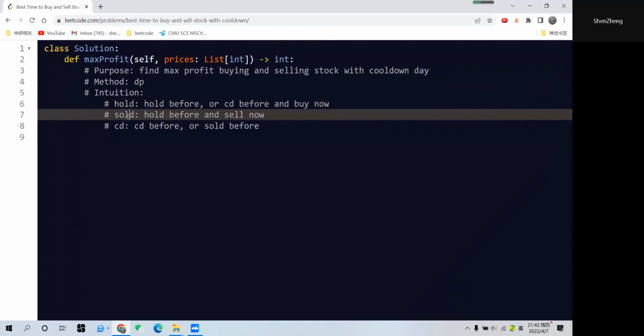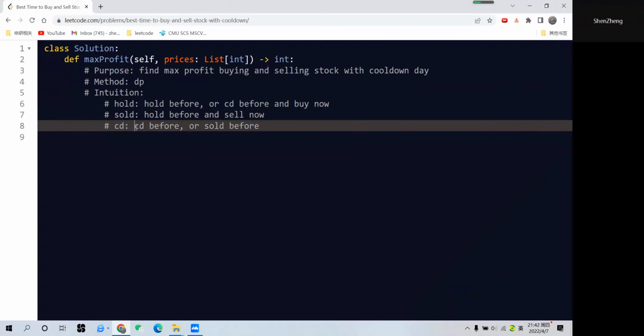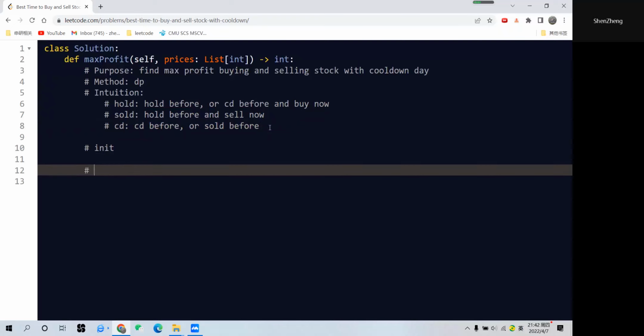And then the other scenario is to sell the stock, right? To sell the stock, there's only one possibility, which is that we held the stock the day before and we sell the stock now. And finally, this CD represents a cooldown day. For the cooldown day, we also have 2 possibilities. One is that we had a cooldown day before that day. And the other possibility is that we sold the stock the day before, so we have to enter the cooldown day now. Okay, now we've finished the intuition. Let's dive into the coding part.